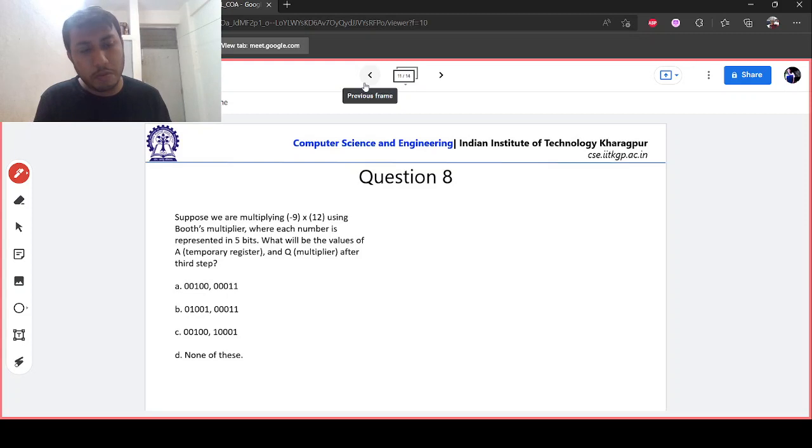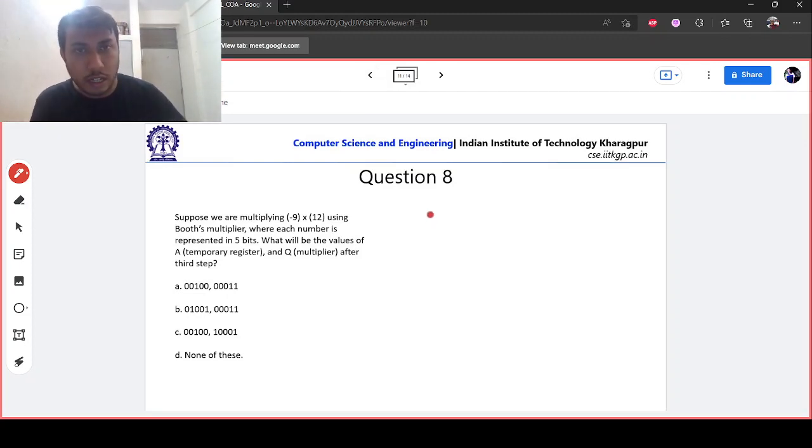It is related to Booth's multiplier. I hope everyone remembers the algorithm that has been discussed in the class. So it is given that we have a Booth's multiplier. We are multiplying minus 9 into 12, where each number is represented in 5 bits. What will be the value of A and Q, that is temporary register and multiplier, after the third step?